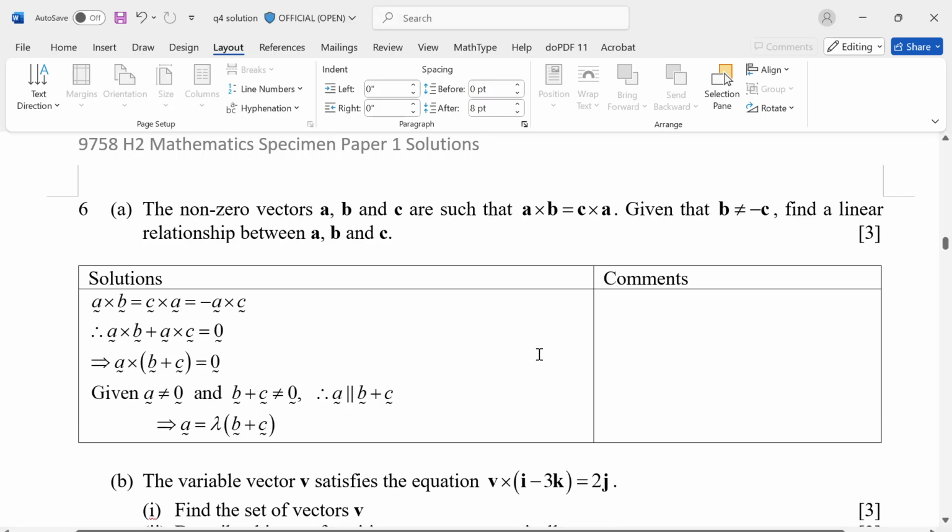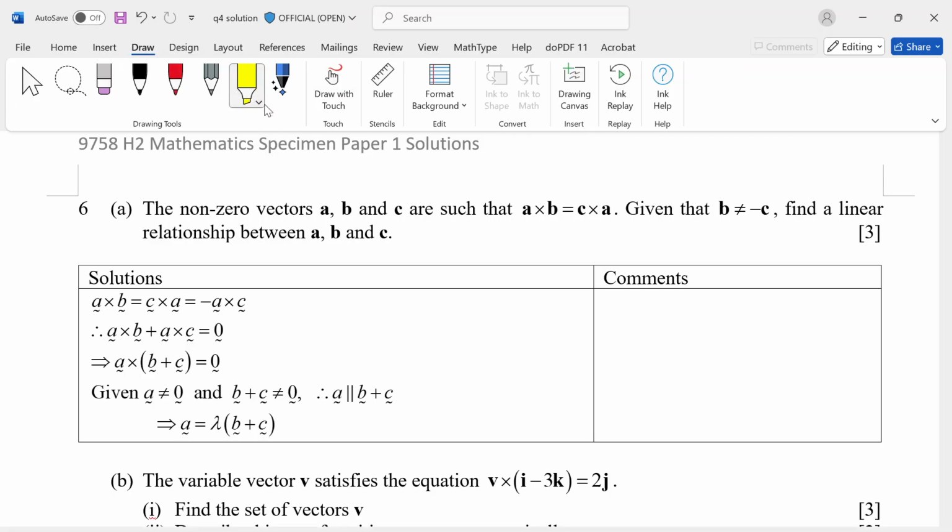Question 6 of your specimen is quite difficult. Okay, so let's follow through with the working first. So first part 6a, you're given the criteria or condition by which you have A cross B. Okay, you have A cross B equals to C cross A. And then you have the criteria B is not equals to minus C. So question's objective is to state a linear relationship between A, B, and C.